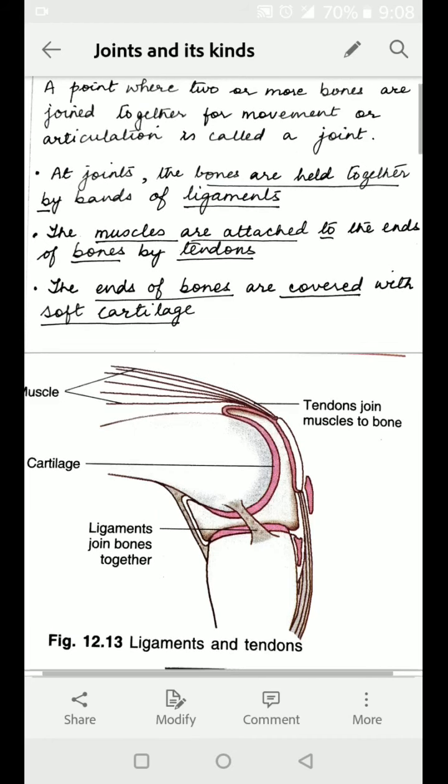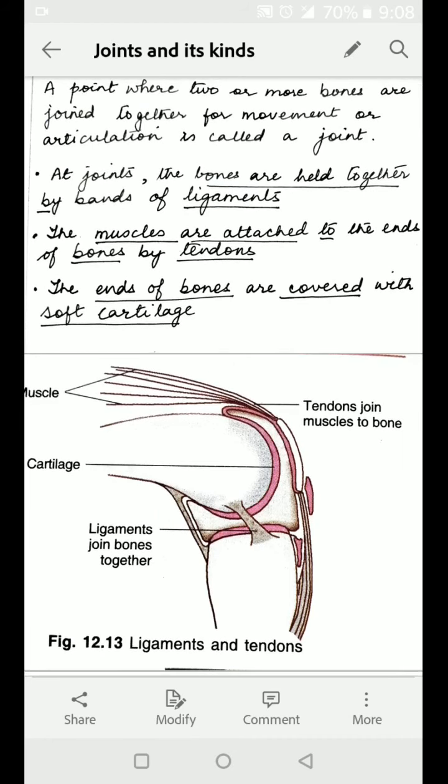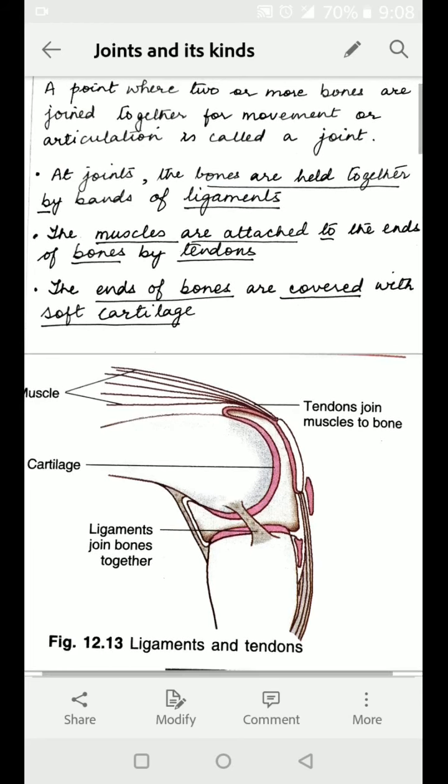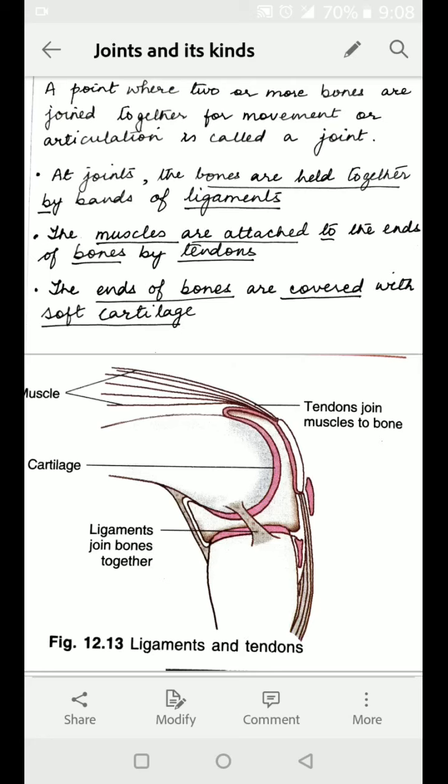Then the muscles are attached to the ends of the bones by another kind of connective tissue which is fibrous in nature, and these are called tendons. So you can see that tendons join the muscles to the bone in this figure.